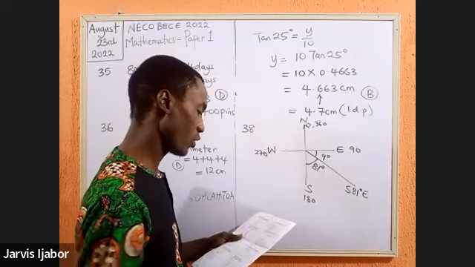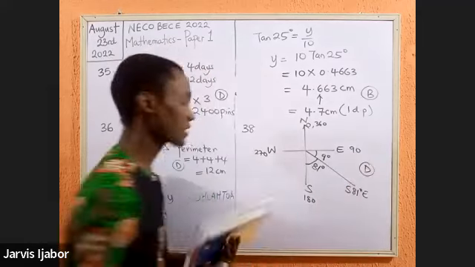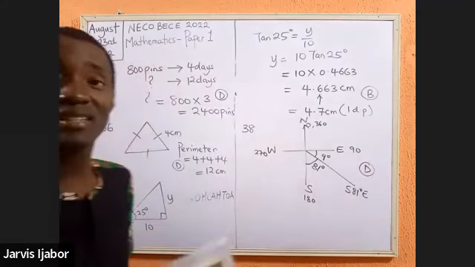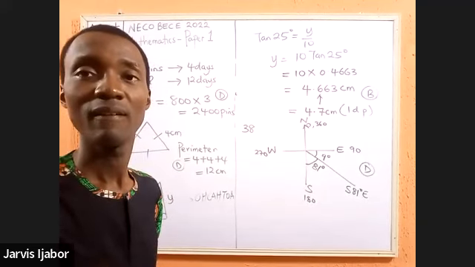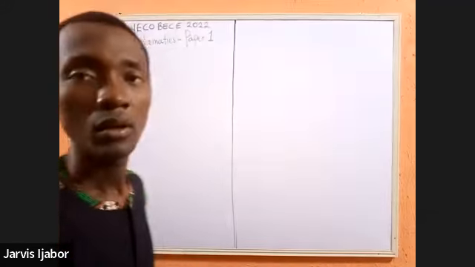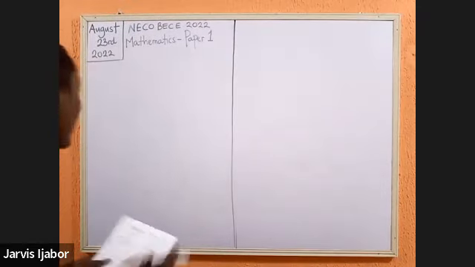And that answer will be what? C. Sorry, will be D. That answer will be D. So that's the answer to that question. Okay, so we're done with that, and then we go to question 39.